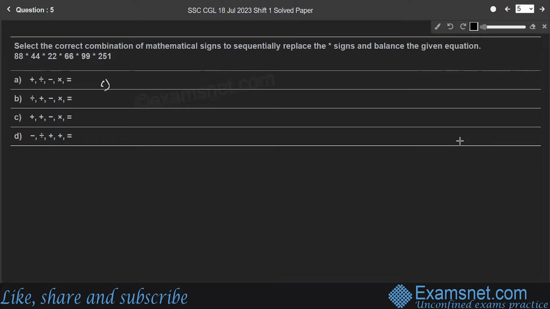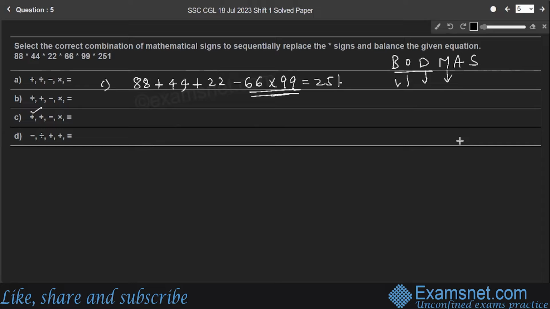Option C. So according to option C, 88 plus 44, first sign is plus, again plus 22 minus 66 into 99 is equal to 251. There is no division part here, so no need to touch the BOD part. Removing brackets and division part, directly we'll start with multiplication. So here also we have 66 into 99 with negative sign, so LHS will be equal to a negative integer.